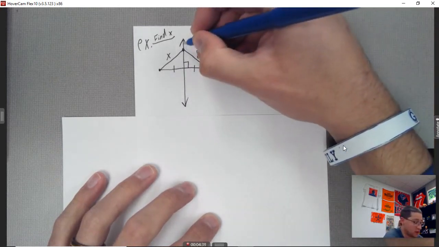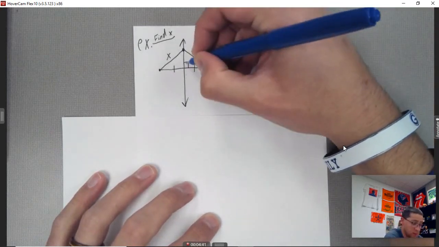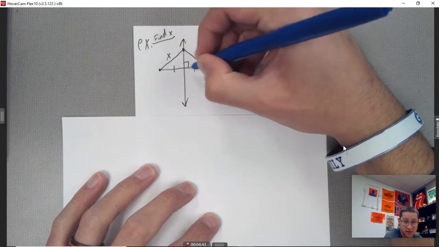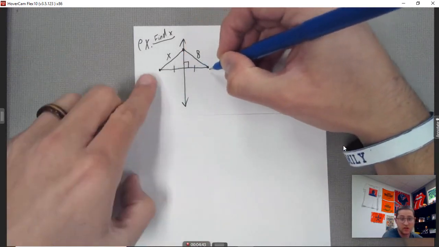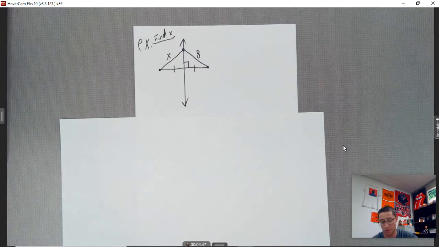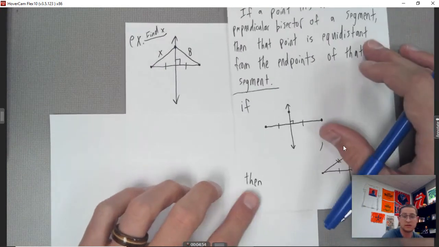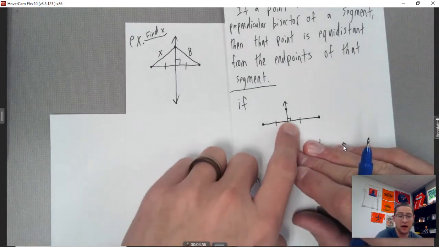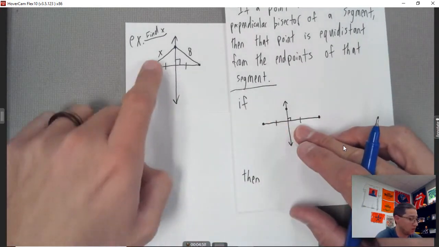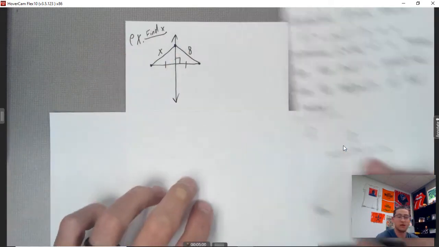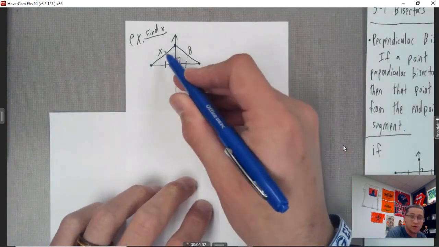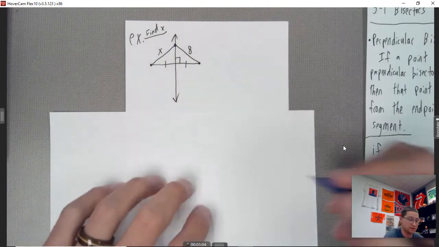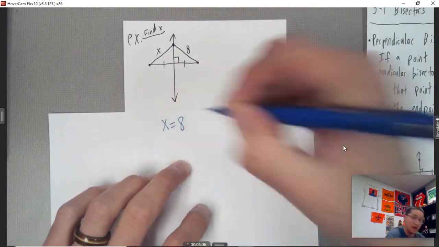I have a point, a perpendicular bisector of this segment. Well, according to my property, if I have a perpendicular bisector, then that means that these two are equidistant. Therefore, they're the same. Therefore, x is 8.